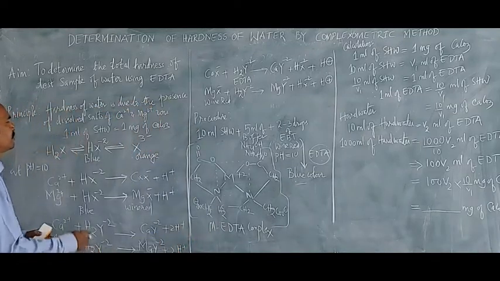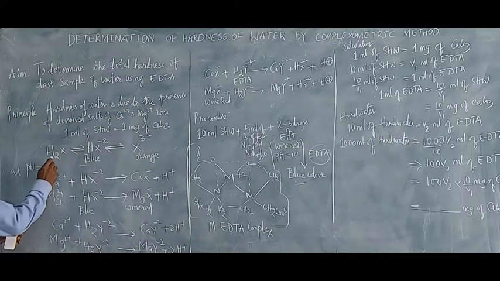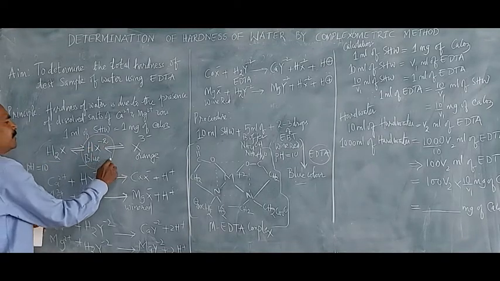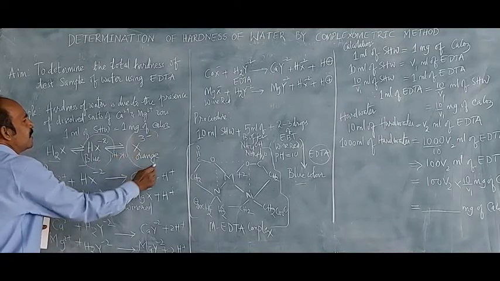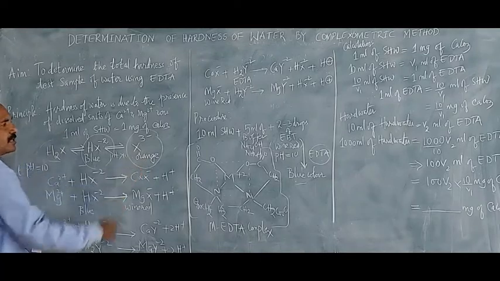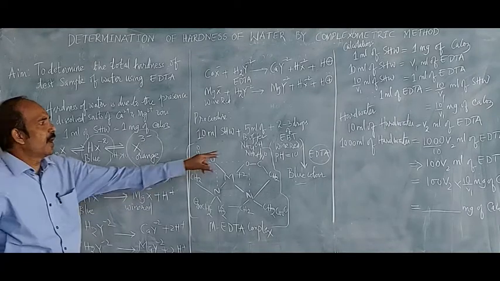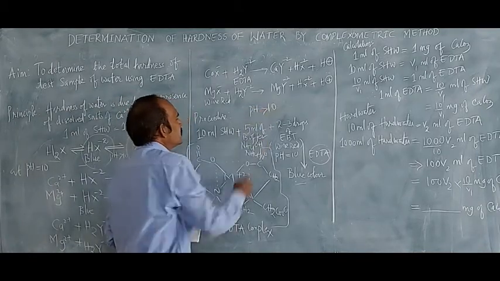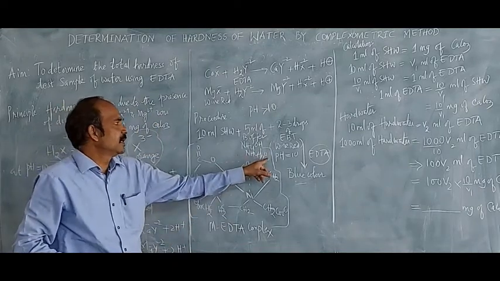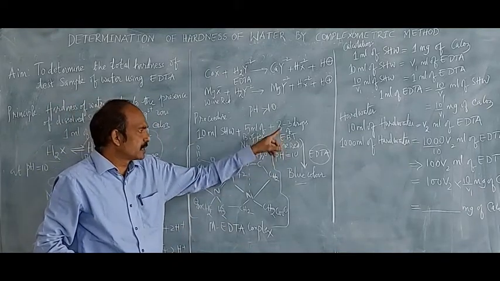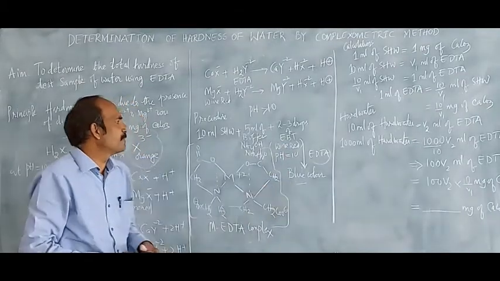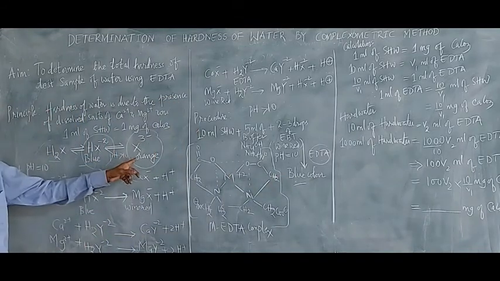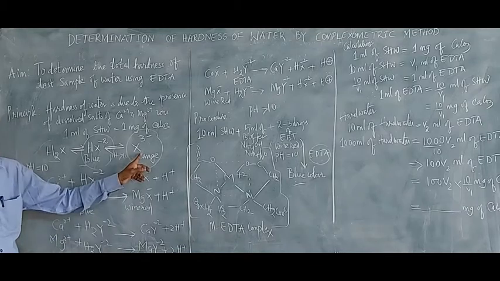For simplicity, we write the indicator in the form of H2X. It exists in the form HX2- in blue color, and if the pH is greater than 10, it exists in the form X3-, which is orange color. Why do we have to add the buffer? What happens if the pH is greater than 10? If the pH is 10, it first changes to violet color, and when we titrate against the EDTA, it changes to blue color. If the pH is greater than 10, instead of blue we get orange color, where we cannot differentiate between the violet and the orange color.